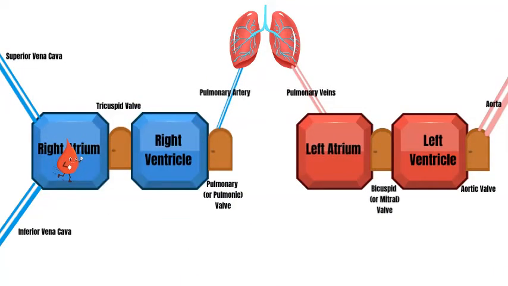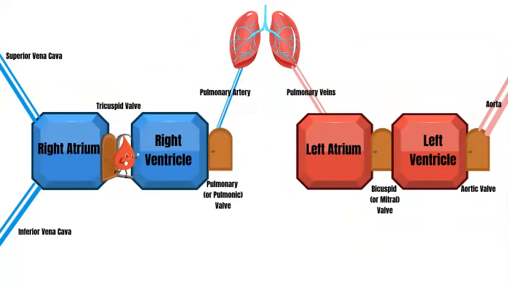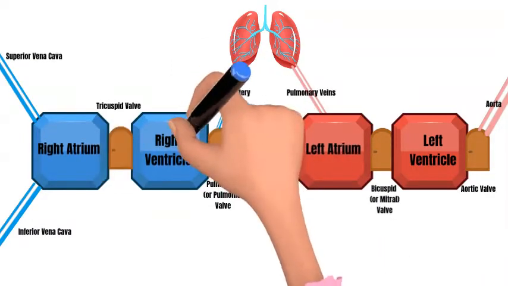The atria aren't strong enough to send the blood very far. That's why we have the ventricles, which are much more muscular and stronger. So the atrium sends the blood to our first door, the tricuspid valve. The door opens and the blood enters our next room, the right ventricle.